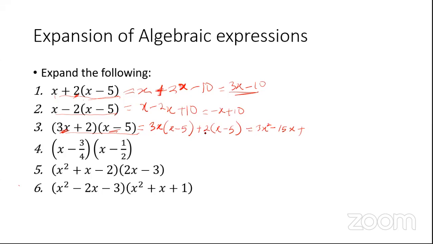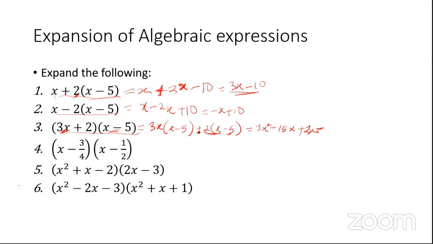Plus, so 2 we also multiply by x. That will be 2x. Then 2 we also multiply by minus 5. Don't forget plus times minus will give us minus. We don't usually have a problem when it is plus that precedes the bracket. But when it is minus that precedes, it must have an effect on whatever sign you have inside. It will change the sign.